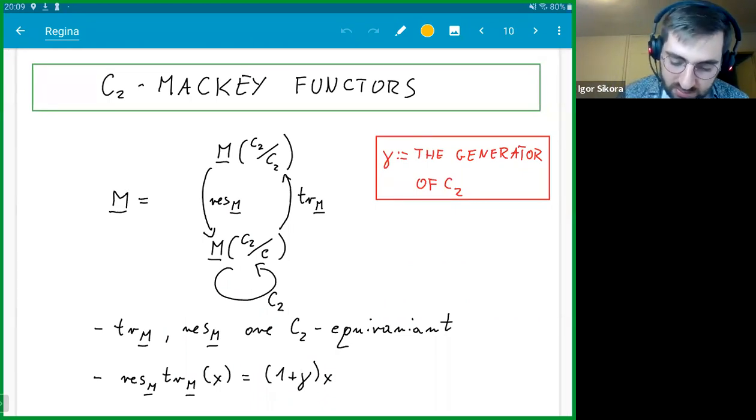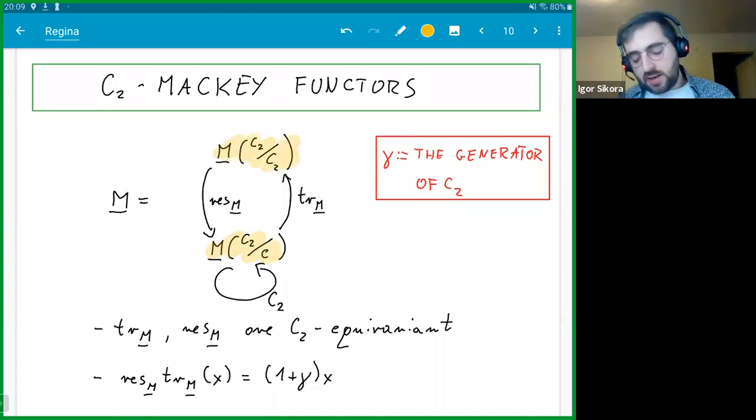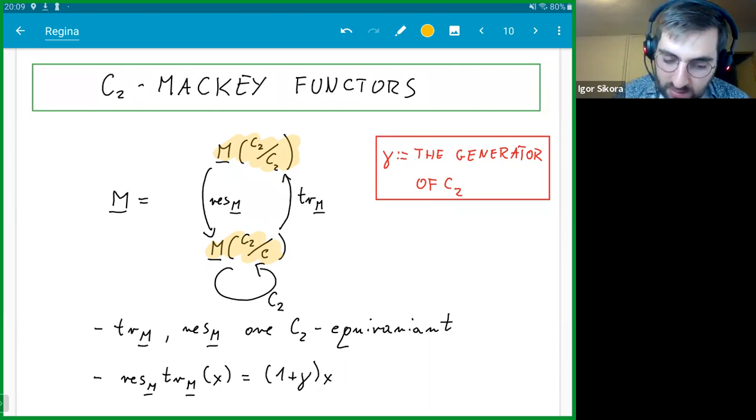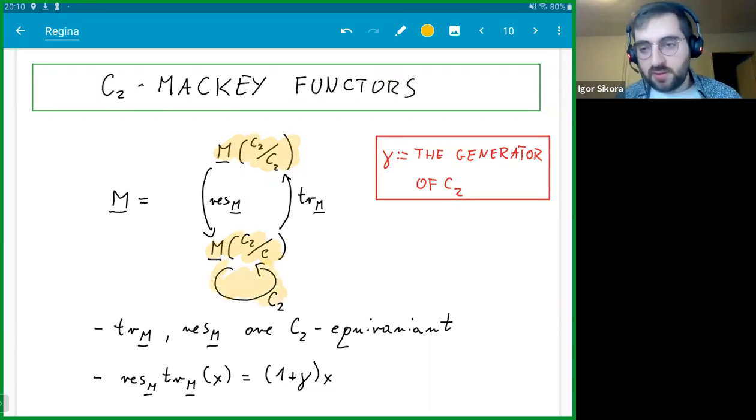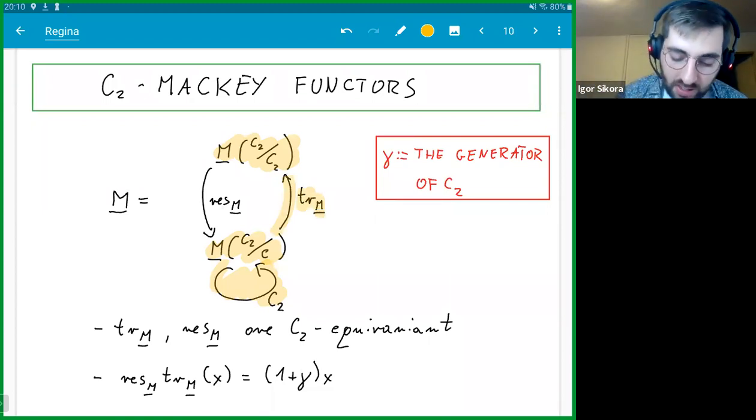So a C2 Mackey functor consists of 2 abelian groups. Actually, they are indexed by the orbit types of C2, but I will usually refer to them as bottom and top. And these abelian groups, the bottom one has possibly non-trivial C2 action, and the top one has always trivial C2 action, and they are connected by 2 maps. The one going from the bottom to the top is called the transfer, and the one going from the top to the bottom is called the restriction.